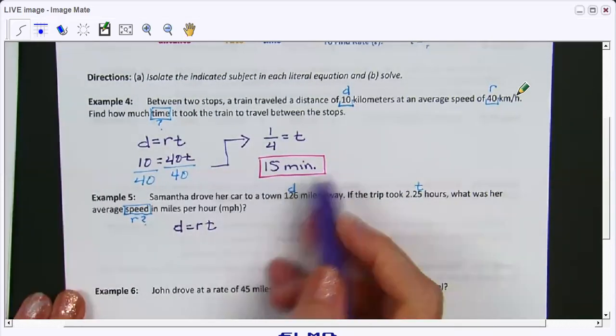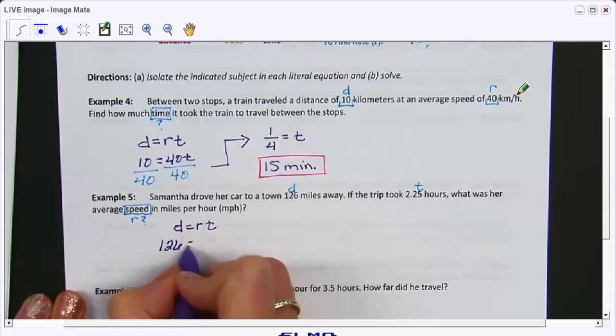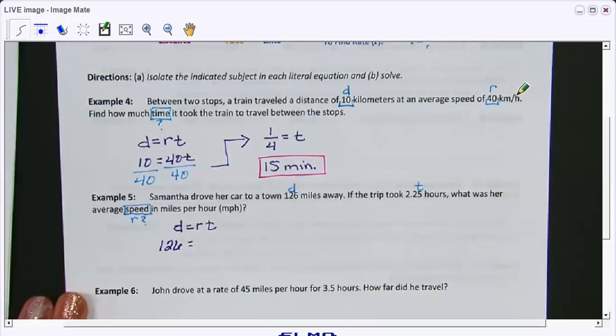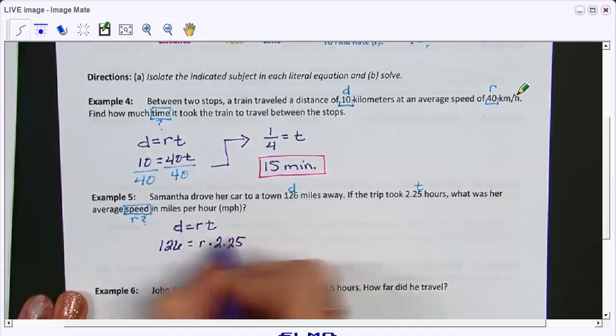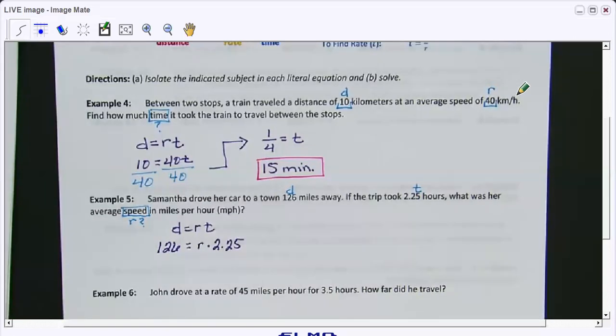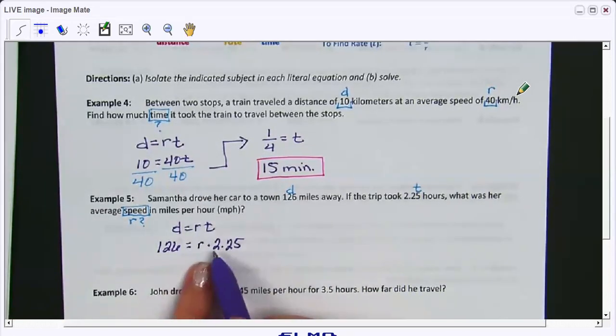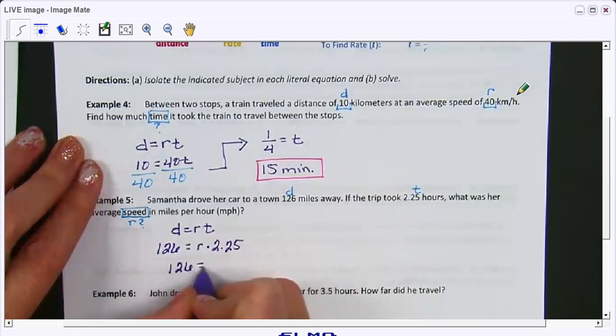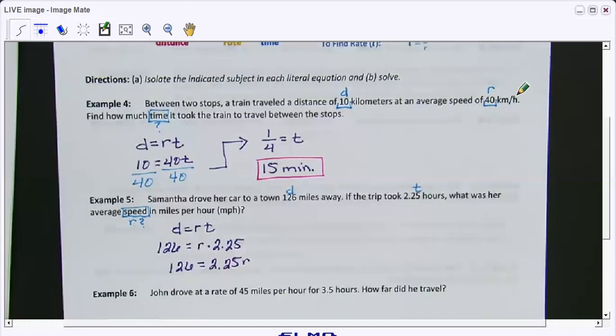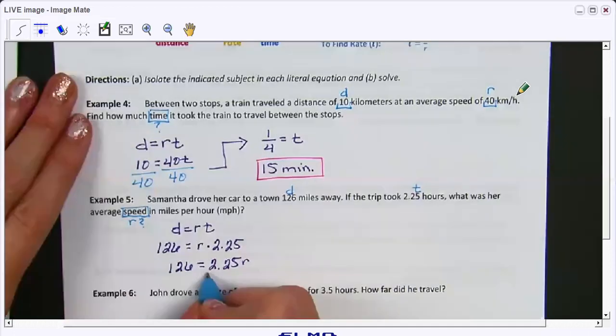Our distance is 126. Our rate, we don't know what our rate is. And our time is 2.25, so rate times 2.25. But is this how we write out an equation? 2.25 R. This multiplication symbol and the decimal kind of get confusing. So we're going to rewrite this as 126 equals 2.25 R. And now we divide both sides by 2.25.